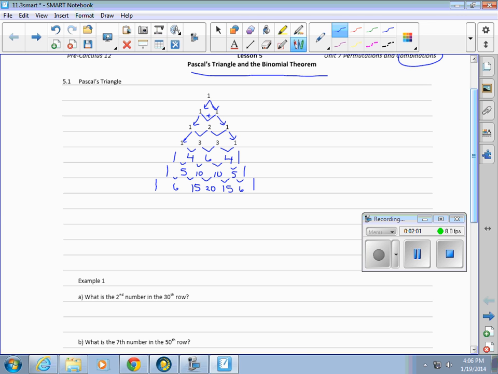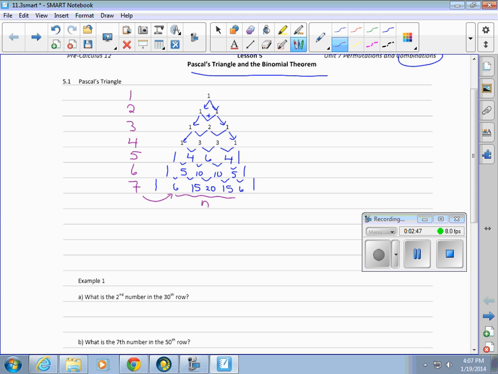What we find here is that these values relate to our n values. If this is my row 1, my row 2, 3, 4, 5, 6, and row 7, the number after the 1 is always 1 less than my row number. So my 7th row, my coefficient is 1 less than the row number.